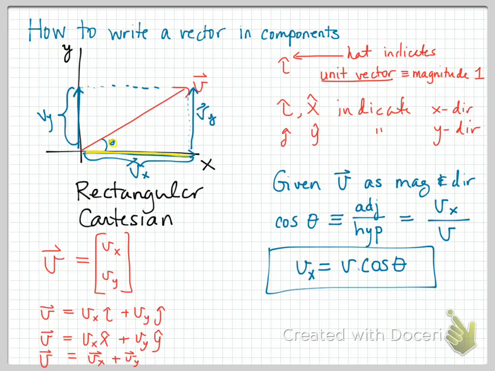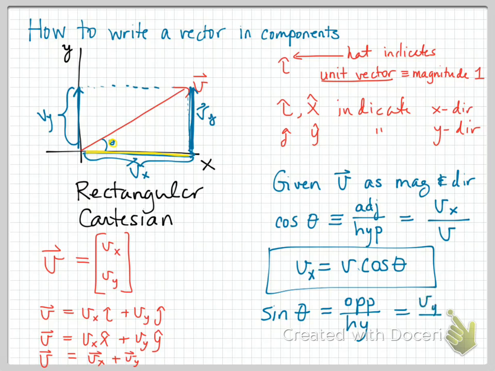And similarly, I can use the sine. The sine of theta is the opposite side over the hypotenuse. If I go back to my picture, theta's over here. There's the theta, and the opposite side from that is this one. So this side is the opposite side. That's my V sub y.